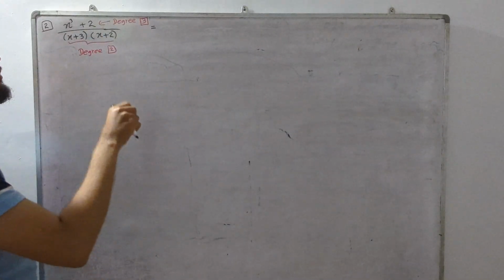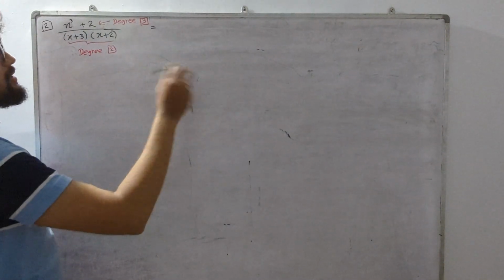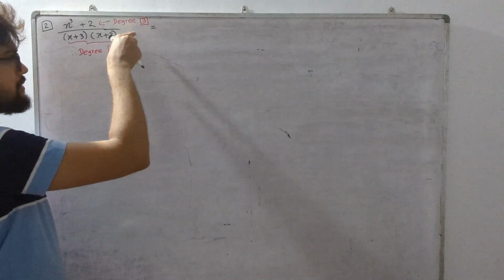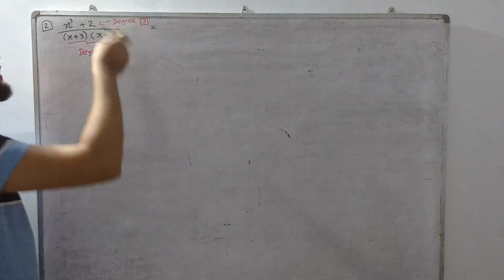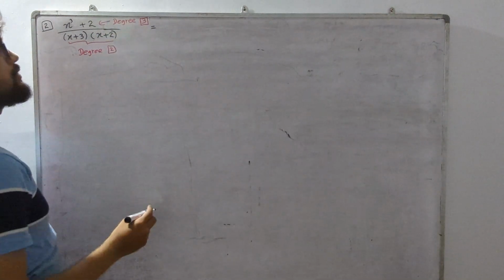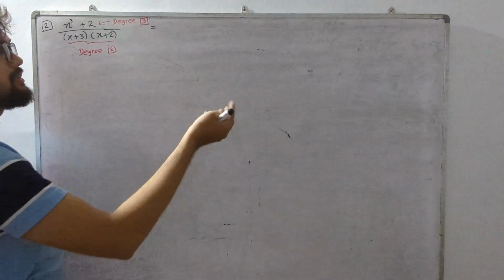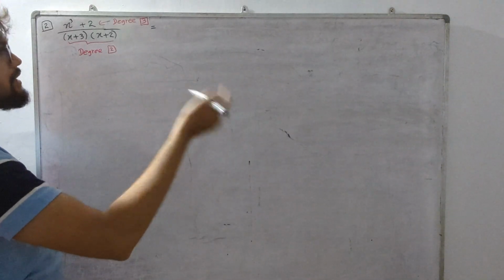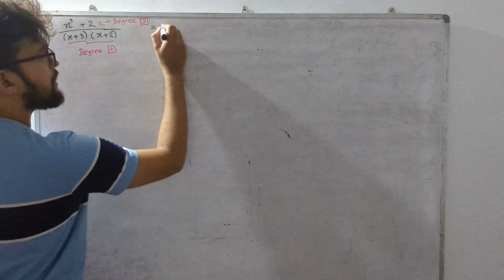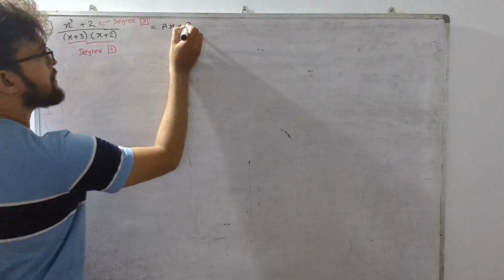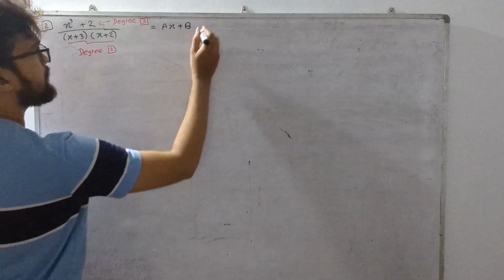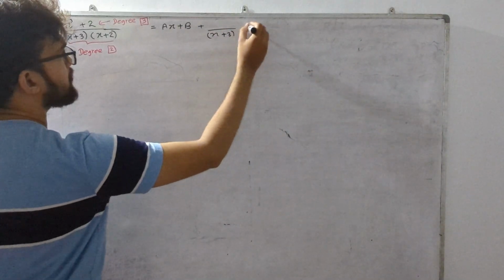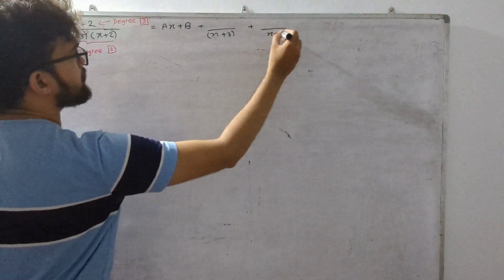So we have to put the general term, based on the degree difference of the numerator and denominator. The difference is 1. What is the general form of a degree 1 term? We can call it ax plus b. After that, we can write it over x plus 3 plus x plus 2.